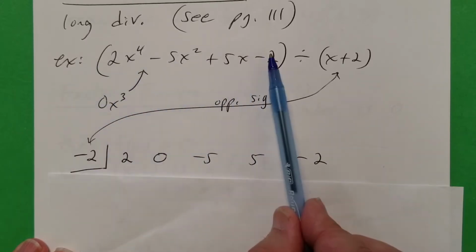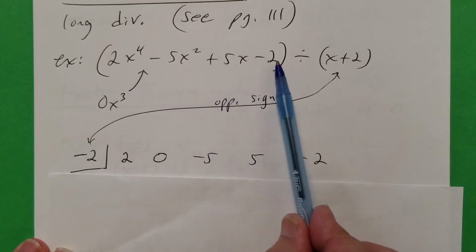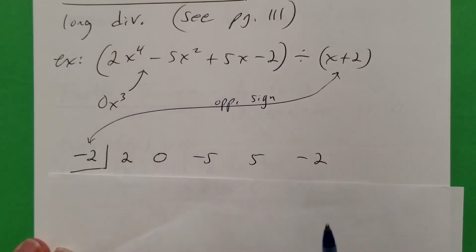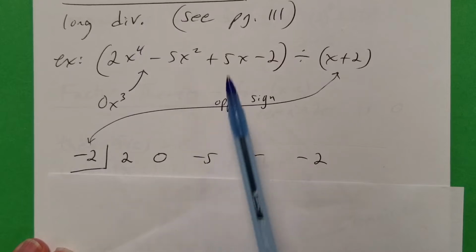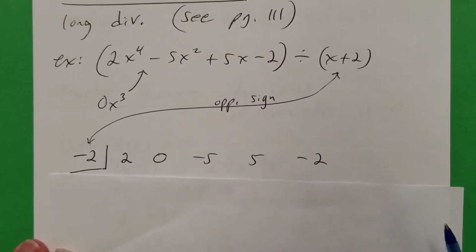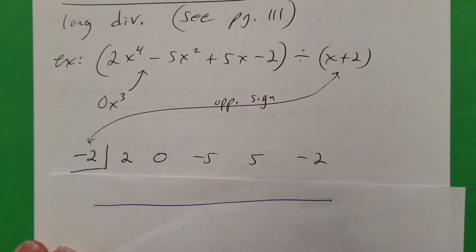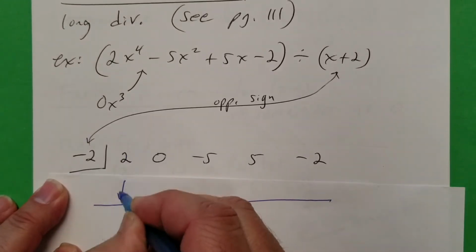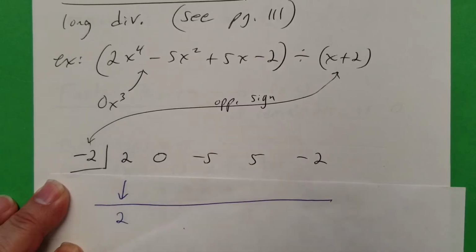And all we care about here is really the numbers. We know that the powers go x to the fourth, x to the third, x squared, right? So it's 2x to the fourth, there's a 2, 0x to the third, negative 5 for the x squared, 5 for the x, and negative 2 for the lonely number without the x, right? And then I want you to skip a space and draw a bar, okay? First thing I want you to do is just bring down the first number. Just bring it down. Just write it down.